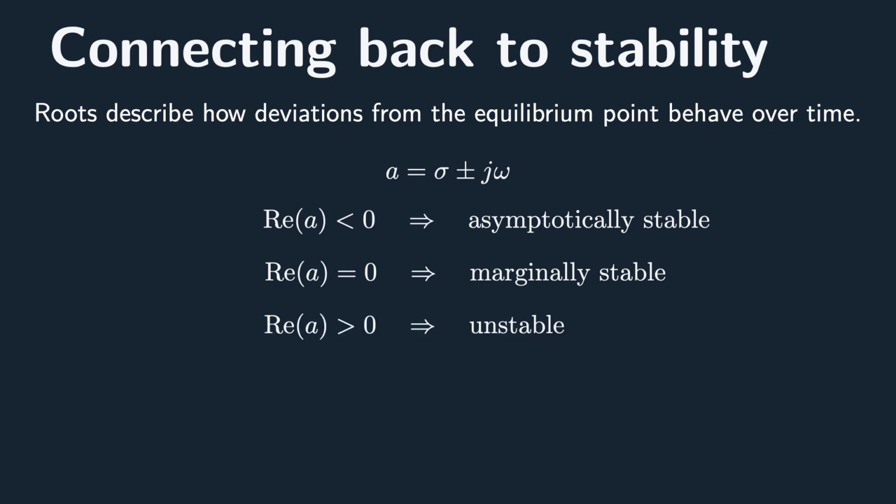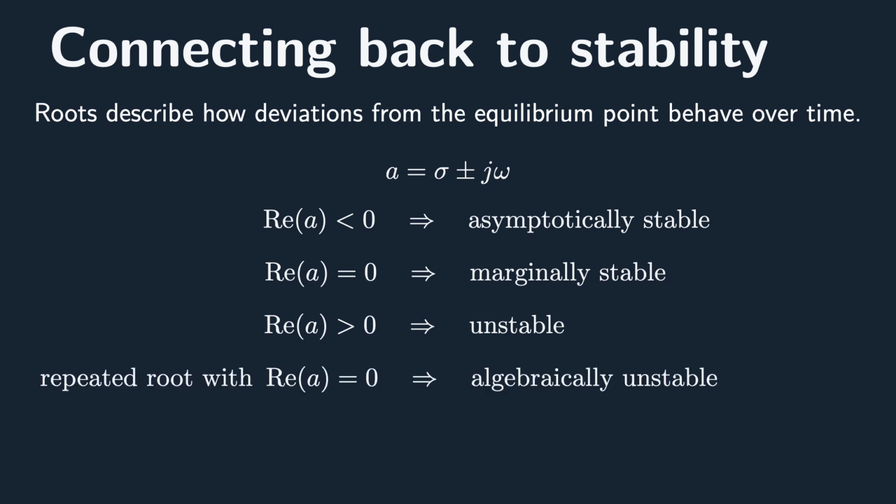If the real part is bigger than 0, the oscillations grow. So the deviation moves away from the equilibrium. This corresponds to instability. There is one extra case, a repeated root with the real part of A equals 0. In that case, the powers of time can multiply the response terms, so the response can grow algebraically. This corresponds to algebraically unstable behavior.